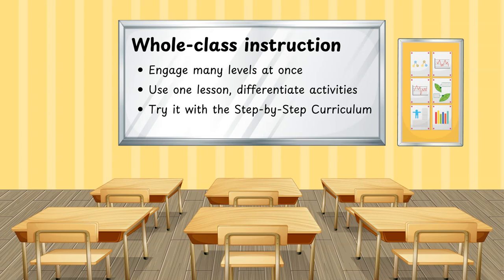Let's talk a little bit more about whole class instruction. This strategy is a great way to engage many levels at once. You can use a single Off to Class lesson, but differentiate your instruction. This approach requires careful planning, but it is an efficient way to engage students at different levels at the same time. This strategy works well with our step-by-step curriculum, especially when combined with questioning techniques and tiered activities. We'll talk about what that looks like specifically in another video.